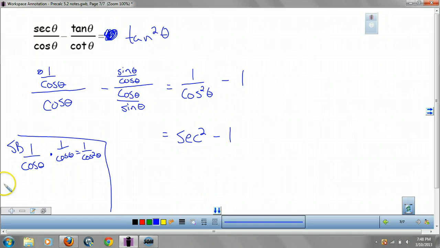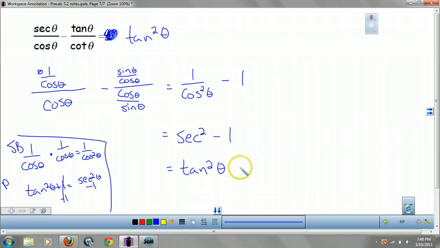Okay. Now in our sidebar, let's think of our Pythagorean identities. Do you remember that tan squared of theta plus 1 equals secant squared of theta? That means if I subtract 1 from both sides, tangent squared is secant squared minus 1. Ba boom, ba bing. Left hand side equals my right hand side. Proven. Okay? That's it, guys. Enjoy.